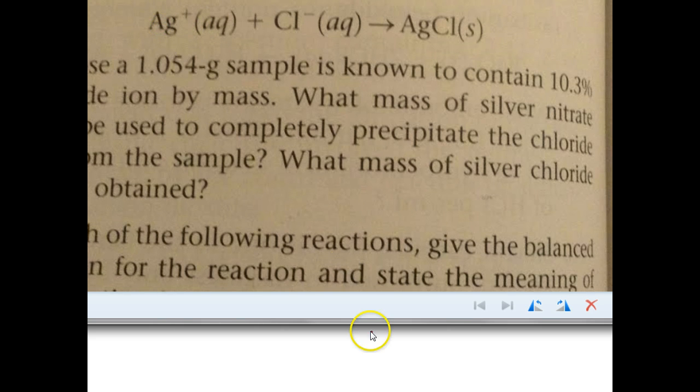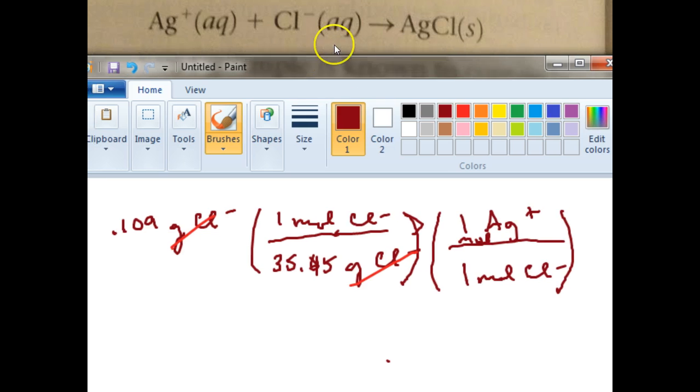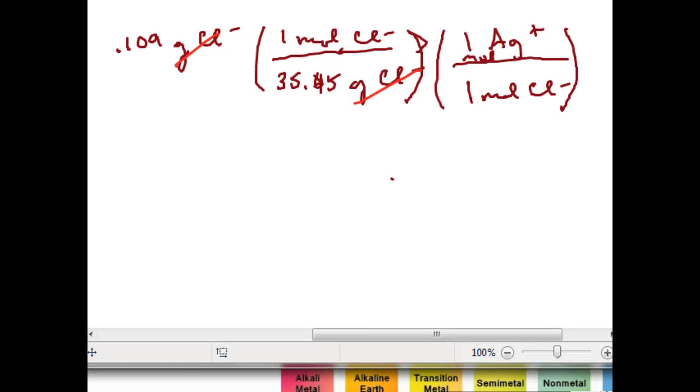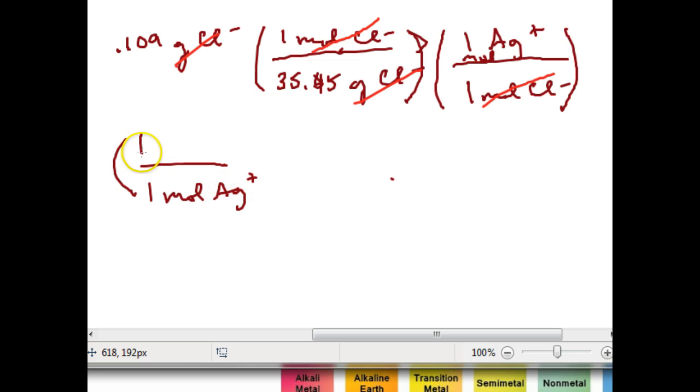Okay, back to my work here. And now this problem is about moles of Ag+. But in fact, I don't want moles of Ag+, do I? I really want grams of silver nitrate. So I continue with moles of Ag+ in the bottom, moles of AgNO3 on top.